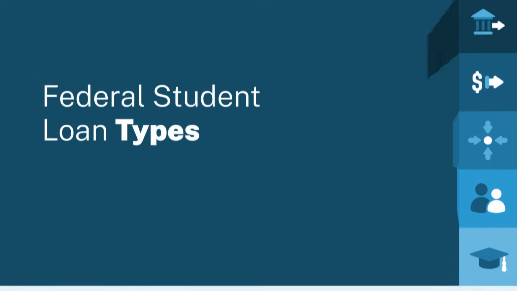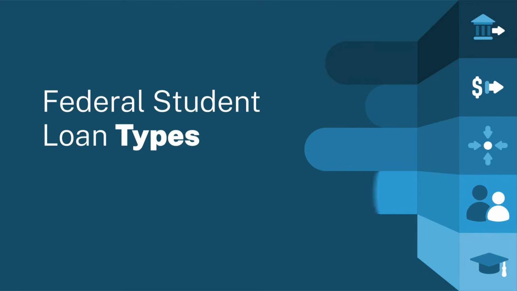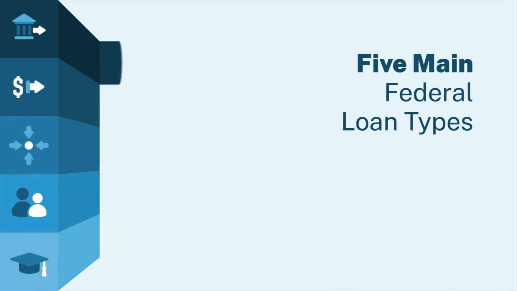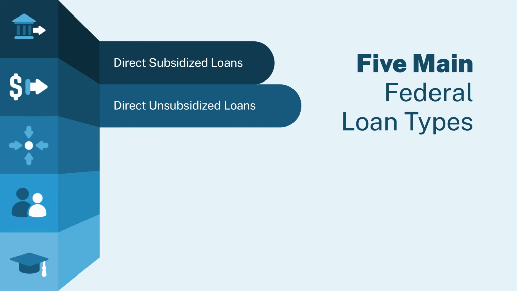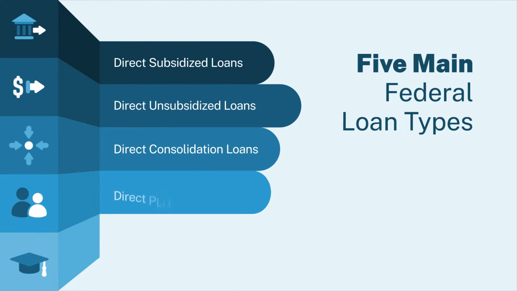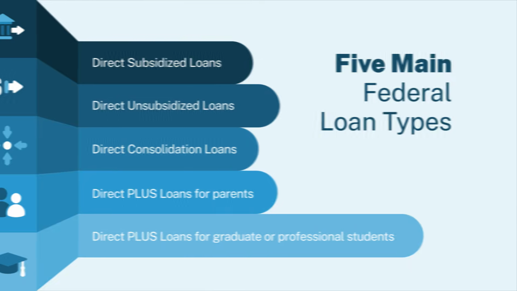Second, it's important to know which loans you have, because they determine which repayment plans you qualify for. There are 5 main federal loan types: direct subsidized loans, direct unsubsidized loans, direct consolidation loans, direct PLUS loans for parents, and direct PLUS loans for graduate or professional students.